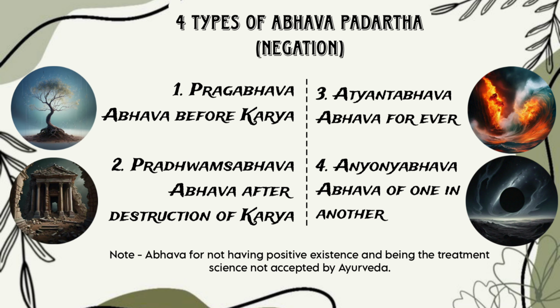There are also four types of Abhava Padartha or non-existence. First is Pragabhava, meaning non-existence before the creation. Second is Pradvamsabhava, meaning non-existence after the destruction. Third is Atyanta Bhava, meaning absolute non-existence, something that never exists in any form. Fourth is Anyonya Bhava, that is mutual non-existence, meaning one object does not exist in the form of the other.